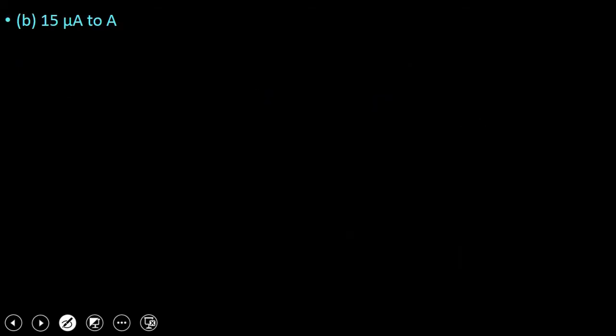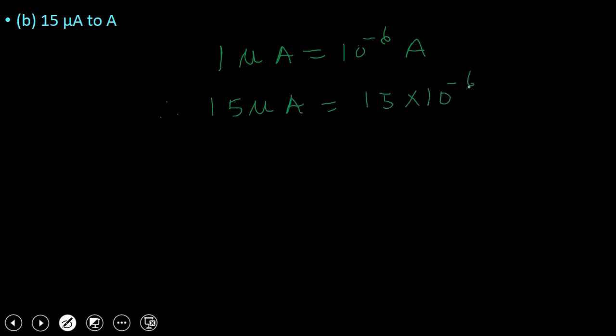Then the next question is 15 microampere to ampere. Children, we know that 1 microampere is equal to 10 to the power minus 6 ampere. Therefore, 15 microampere will be equal to 15 into 10 to the power minus 6 ampere. On further simplification, we will get 1.5 into 10 to the power minus 5 ampere.